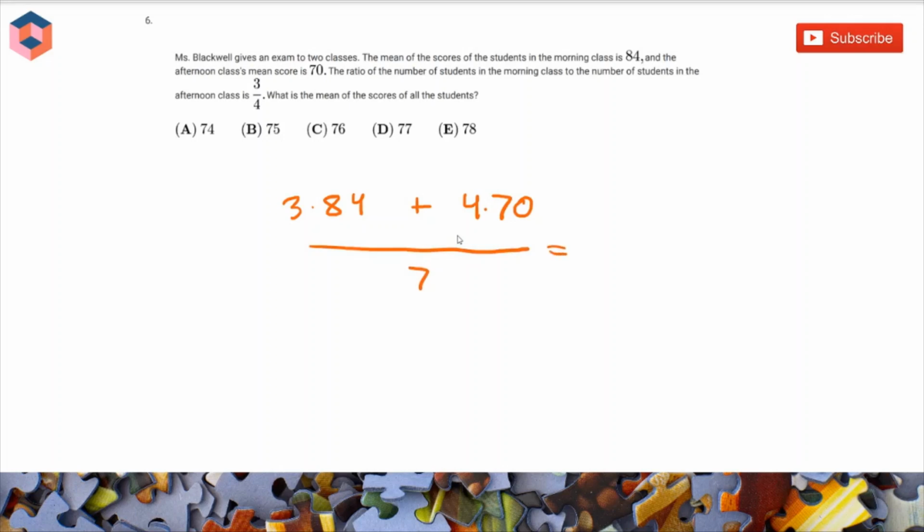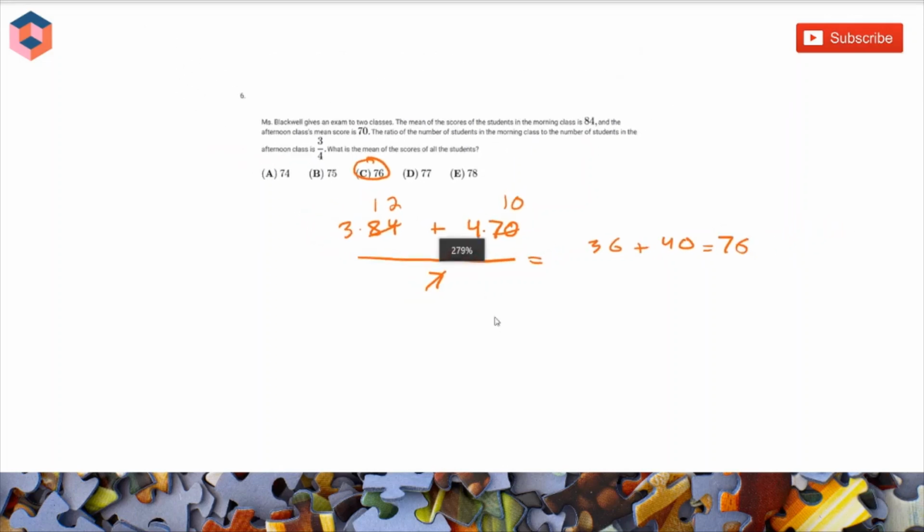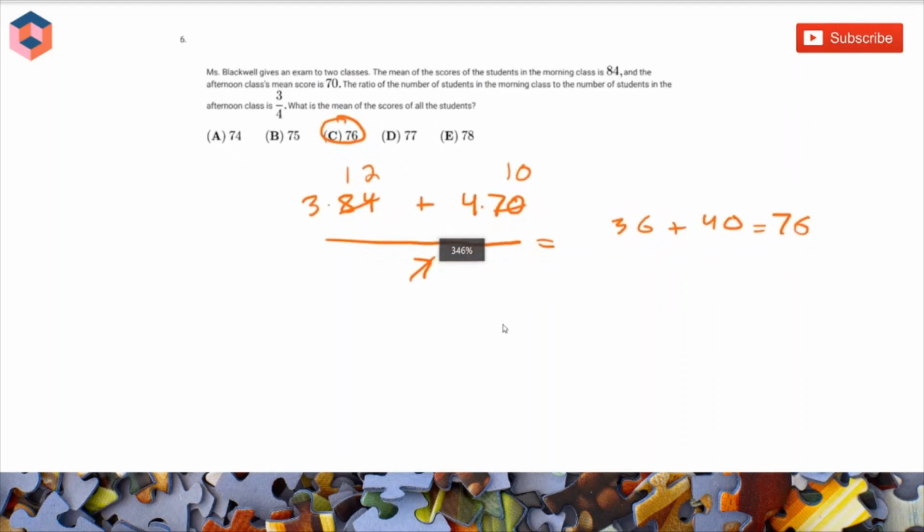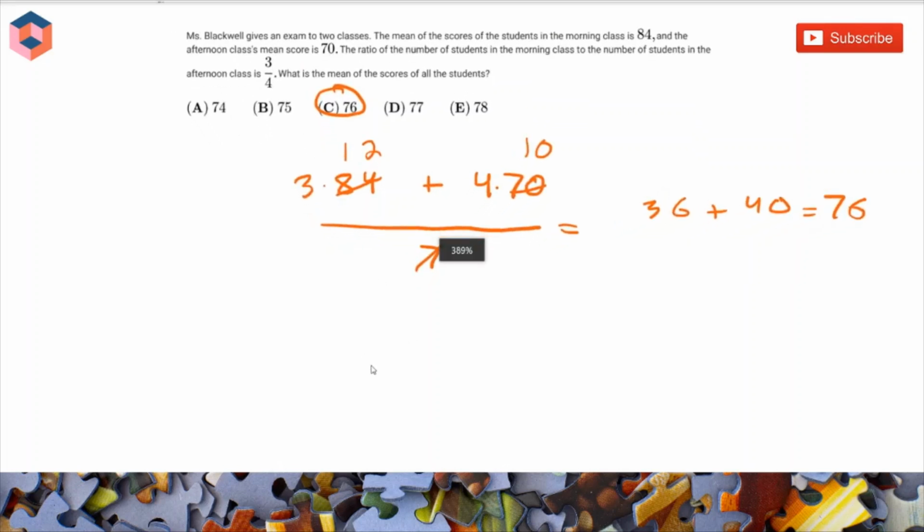Now don't just do this multiplication, instead be smart. Notice that 84 actually divides by 7, to give us 12. And 70 divided by 7 just gives us 10. So this is 36 plus 40, which gives us 76. So that's our answer for this one. You can solve it without actually assuming the actual numbers, where you would just set it as 3x and assume that there's x students in the morning and some other amount in the afternoon, just to make the ratio stay the same. But this is probably the easiest way to solve the problem.